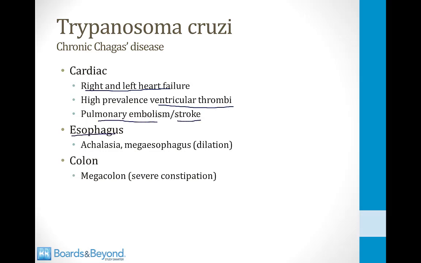In the esophagus and the colon, what you get is essentially loss of motility. So in the esophagus, you can get achalasia, and you can get a dilated frozen esophagus called megaesophagus. In the colon, you can get megacolon, which is a dilated immobile colon, and this gives severe constipation. So people with a chronic Trypanosoma cruzi infection are going to complain of difficulty swallowing and constipation, and they're also going to have signs of heart failure.